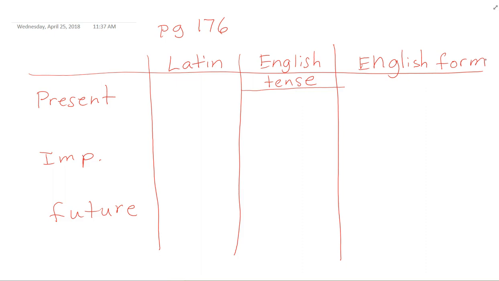Future, amabo. It has two different English tenses. The simple future, I will or shall love, but the future progressive, it has the ing in there. I will be loving, I shall be loving. So progress, progressive, it's going to happen over time. Hopefully that makes a little bit of sense because we're actually going to do some exercises with this.